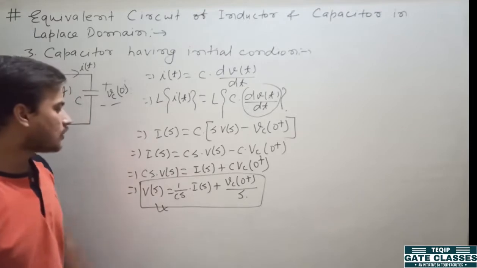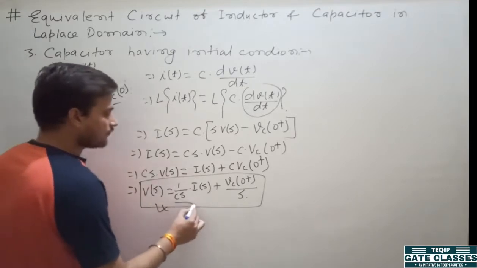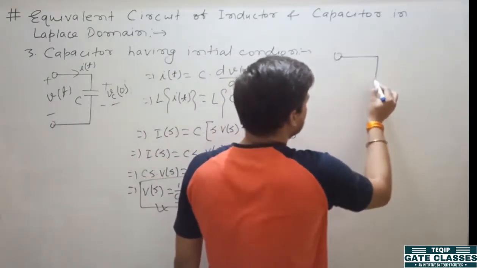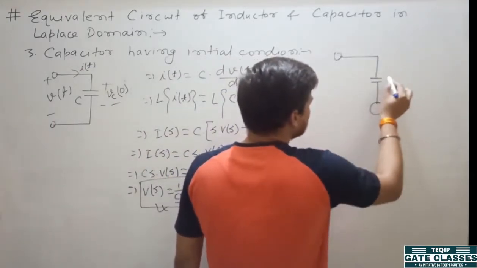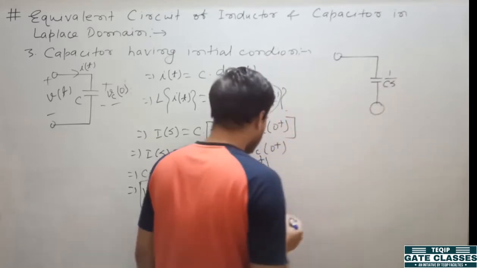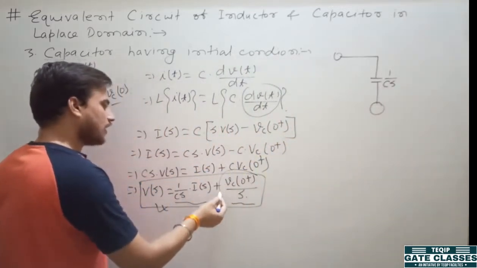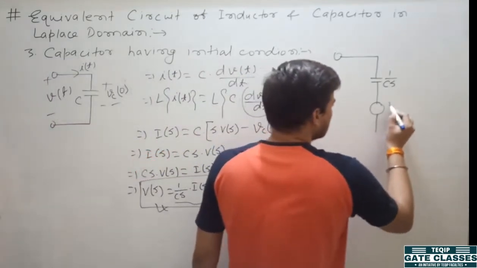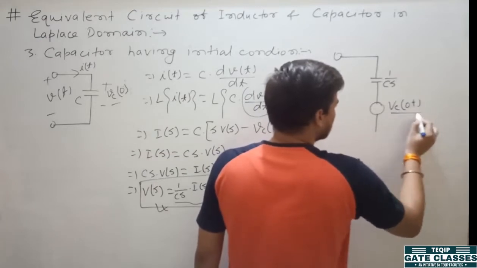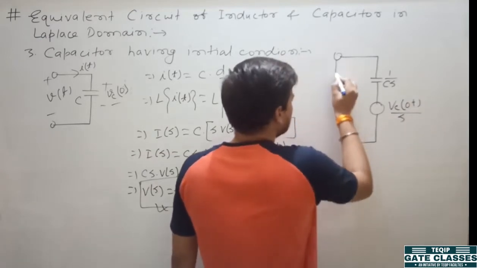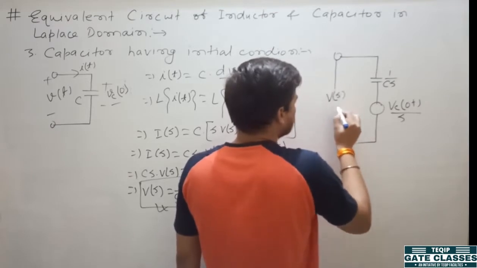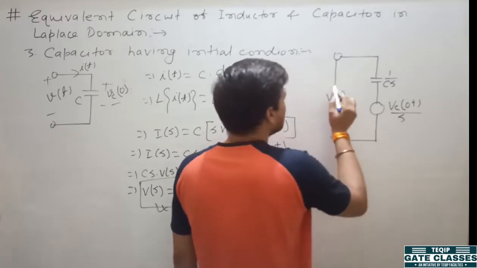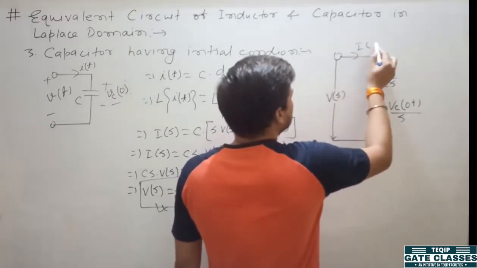Clear? So now we have to draw the equivalent circuit. This is one voltage term, this is another voltage term. So the equivalent circuit will be like this one. The capacitor will be replaced by 1 upon Cs. Now we have another voltage source. Here the value of the voltage source is Vc0 plus divided by S, and here it will be Vs. Now here the current will be Is.